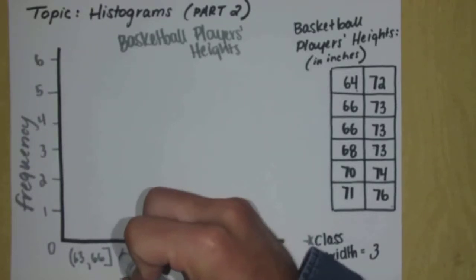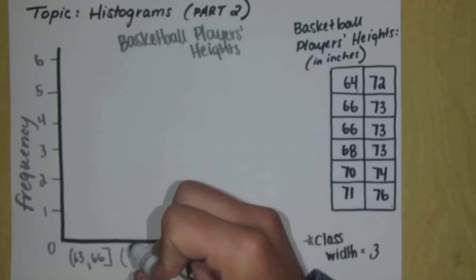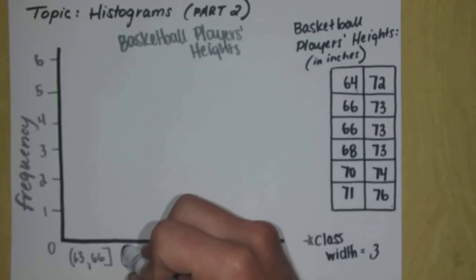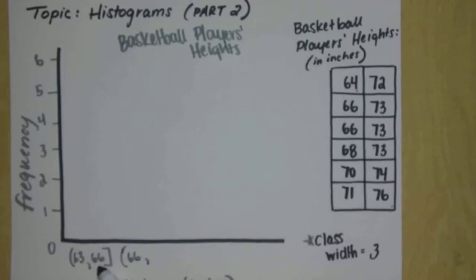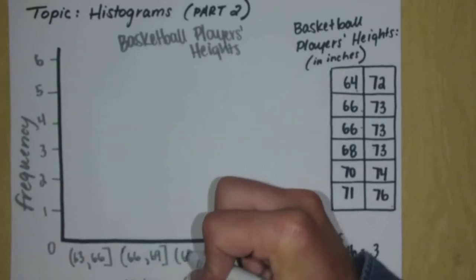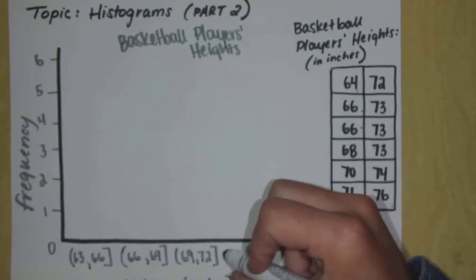When you make your classes, each class you progress to, the first number is the last number from the previous class. So I'm going to start with 66 again. That's because, remember, the bracket means I'm going to include 66. So these two players who have a height of 66 are going to be included in the class represented by heights 63 to 66. Over here is going to go 66 to 69, then 69 to 72, and I need to make as many classes until I include that last number.